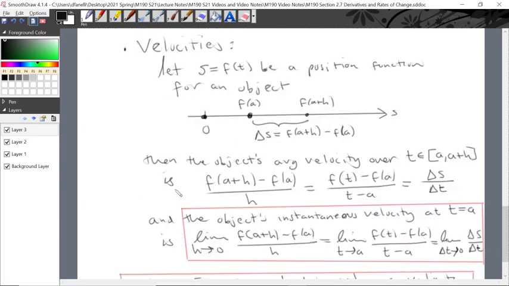Okay? So if you have a position function, so that is to say, if there is an object that starts at some point, we'll just label its starting point as 0.